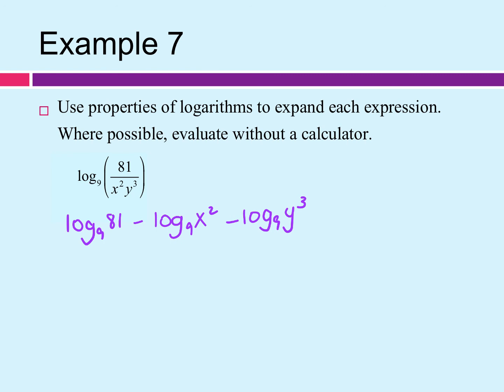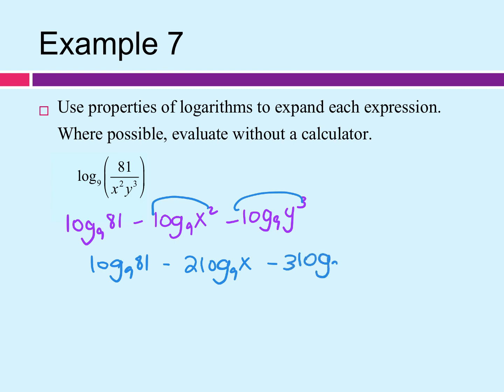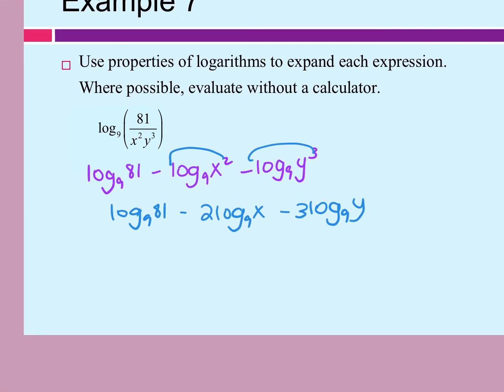What happens if the x squared and the y third become positive? Then they would both be positive. Everything would be positive. Well, wait, I'm not done. So I'm going to bump these to the front. I'd get log base 9 of 81 minus 2 log base 9 of x minus 3 log base 9 of y. And then this is 2.